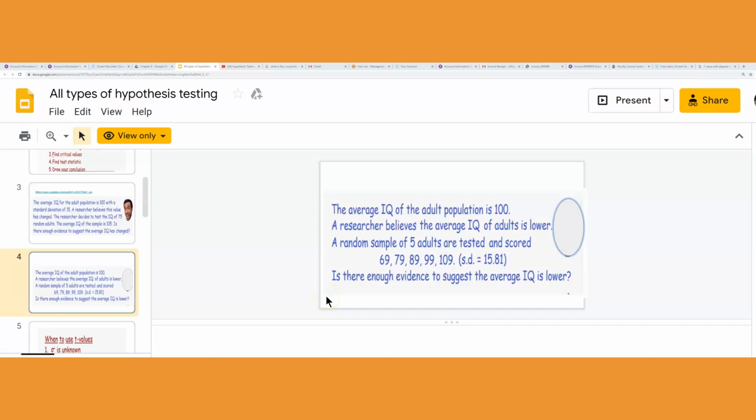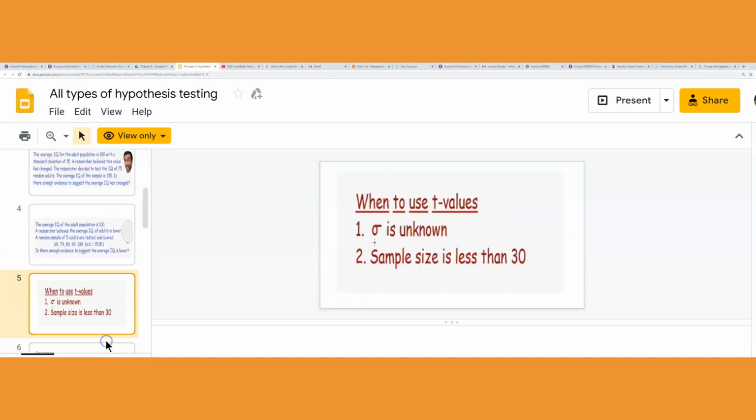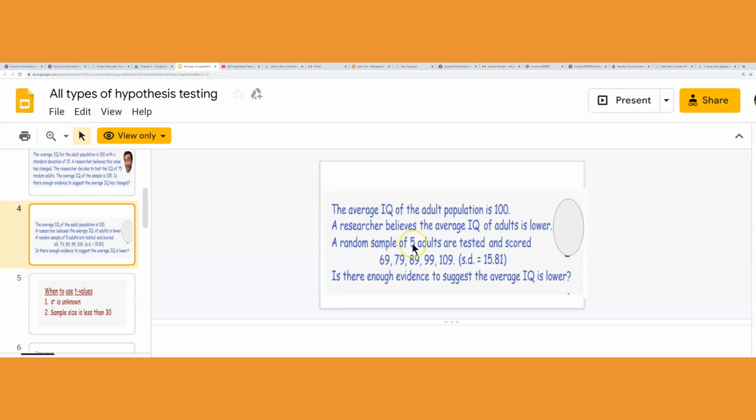This video is going to be concerning another distribution. It's called the T-distribution. In order to have a T-distribution, we need to have two things: the standard deviation for the population is unknown and the sample size is less than 30. So let's take a look at this. We will have to verify if the sample size is less than 30 and we don't have the standard deviation for the population.